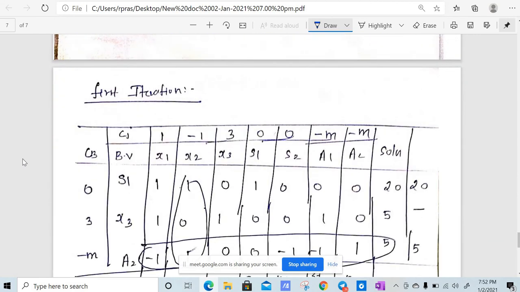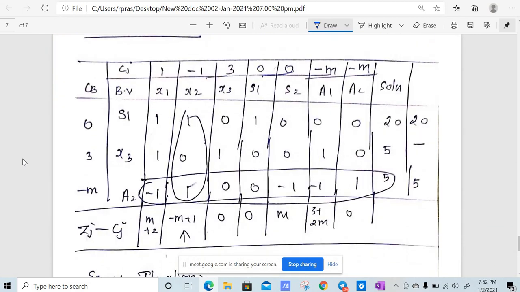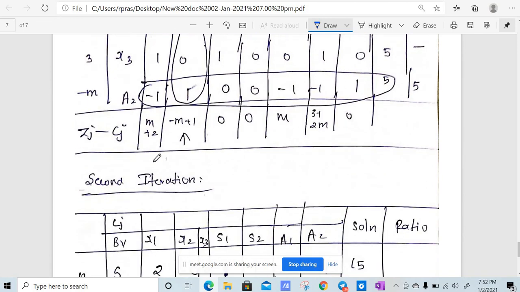now you just find the first iteration, and for the first iteration you can see x2 is the entering variable, a1 is the leaving variable, and again you find zj minus cj, and the most negative value is this. So this is our key column, and this is our key row, and this is already 1, and this is already 0, so we need to make this element 0. So x2 is entering, a2 is leaving variable.